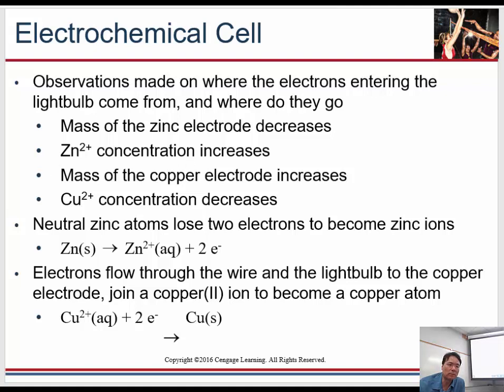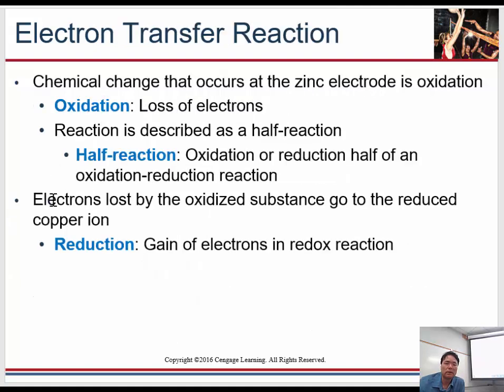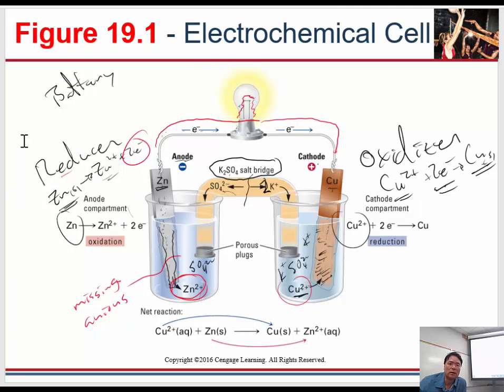I basically talked about these features here. All right, we need to talk about the half reactions, oxidation and reduction once again here. This is what we call the reduction half reaction. The oxidizer undergoes the reduction half. And over here, the reducer, this one is the oxidation half reaction.